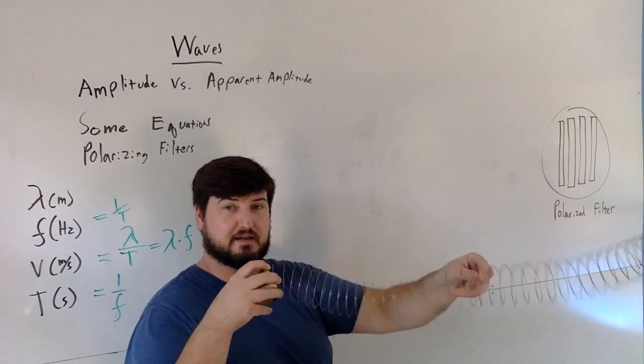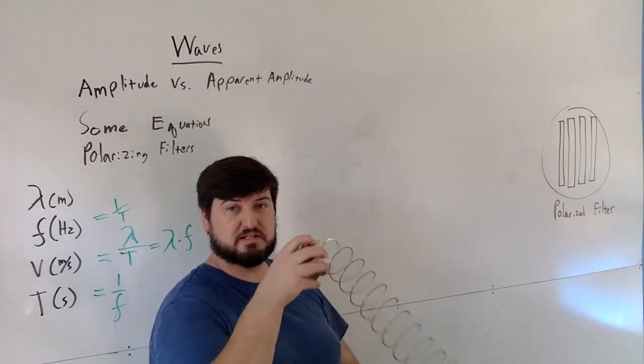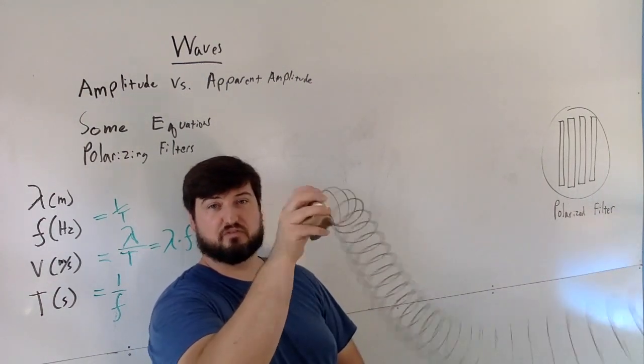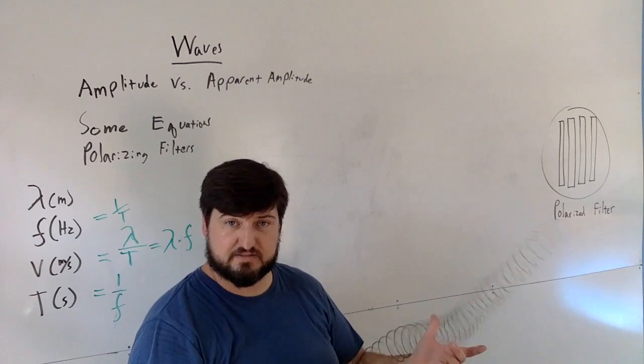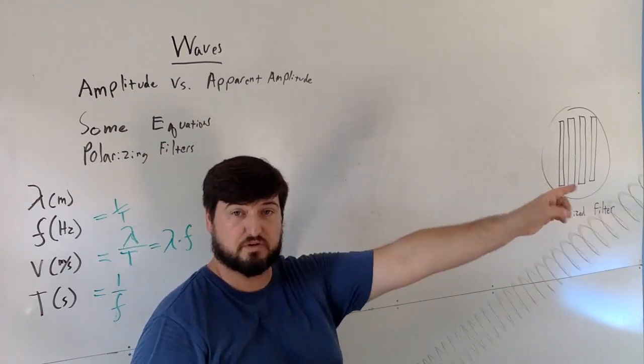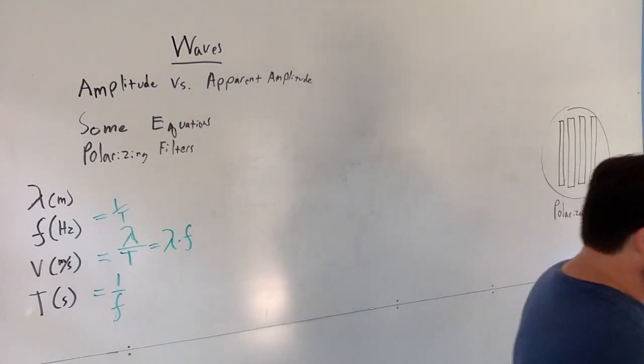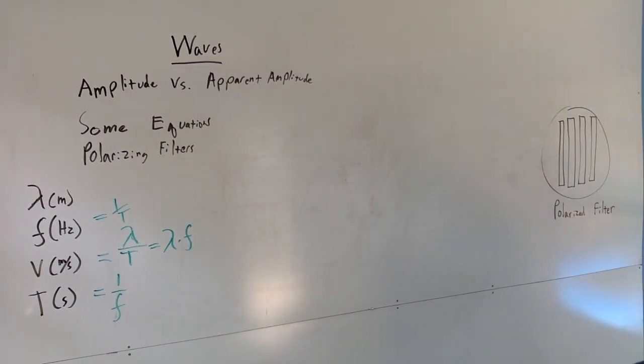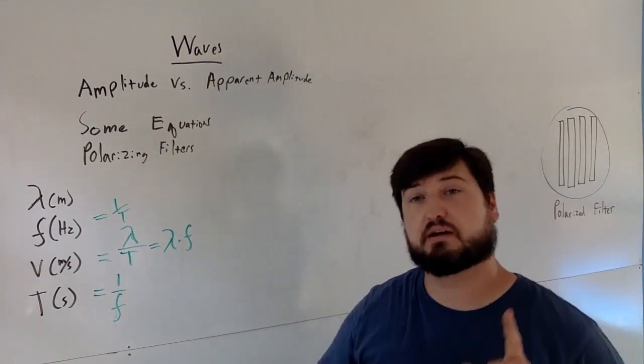So I can take this thing and move it back and forth this way, and I get the same sort of motion, right? It's still a transverse wave because the direction it's moving is like this as the wave travels this way. So what those are called is different polarities of a transverse wave.